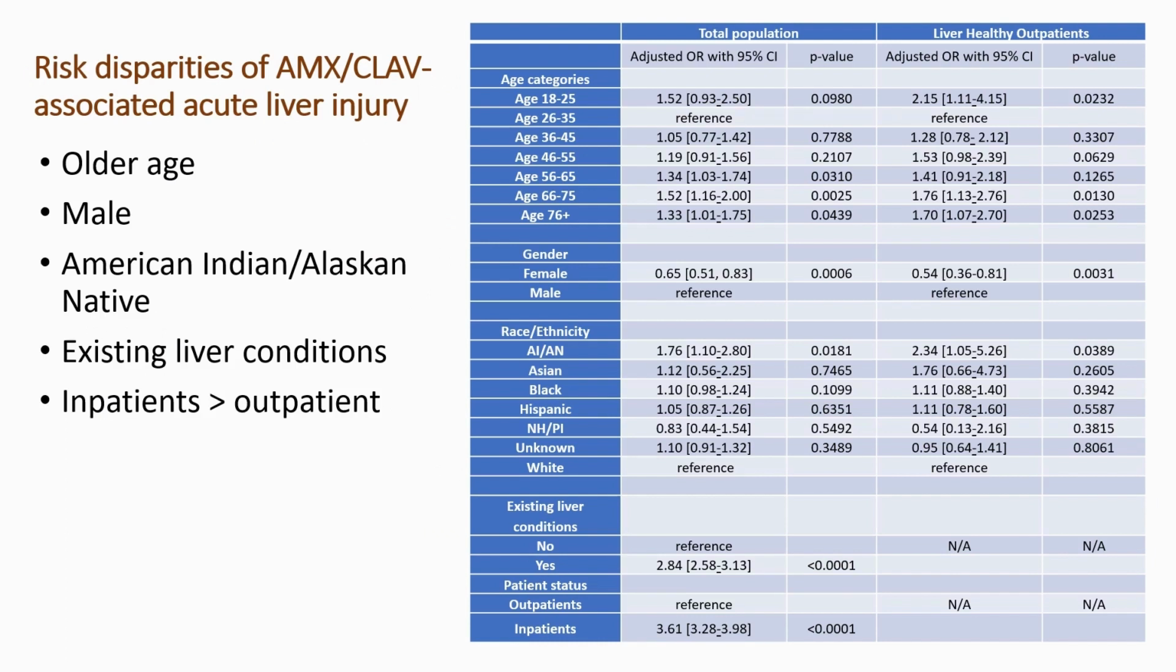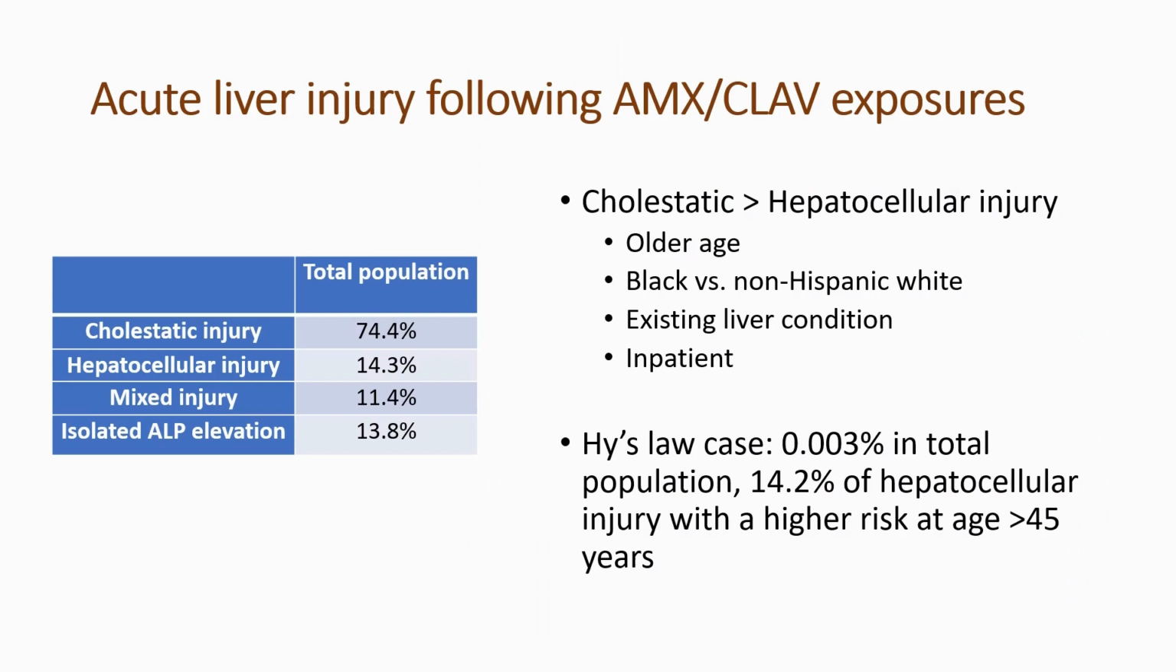Briefly, using this cohort, we were able to identify several risk factors. After adjusting for other factors, older age, male sex, American Indian or Alaskan Native, existing liver condition, and inpatient status were associated with a higher risk of amoxicillin clavulanate-associated acute liver injury. 74% showed cholestatic injury. Cholestatic injury was also associated with older age, Black race, existing liver conditions, and inpatient status. Incidence of Hy's law cases was 0.003%, 14% among hepatocellular injury, and higher risk of Hy's law cases was observed after age 45 years.